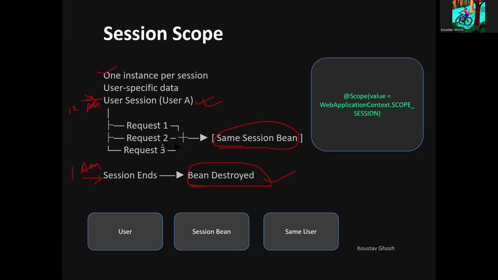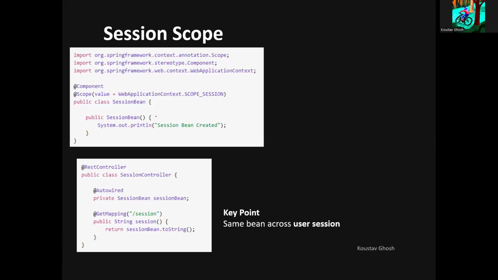Clear? And as I have told you, this is a web scope, a web application type of scope. So here also we have made the configuration like that. We are getting this value from WebApplicationContext.SCOPE_SESSION, like SCOPE_REQUEST. So just going to the example. Again here we have defined this with WebApplicationContext.SCOPE_SESSION, right? So now within the same session, multiple API calls will use the same bean.